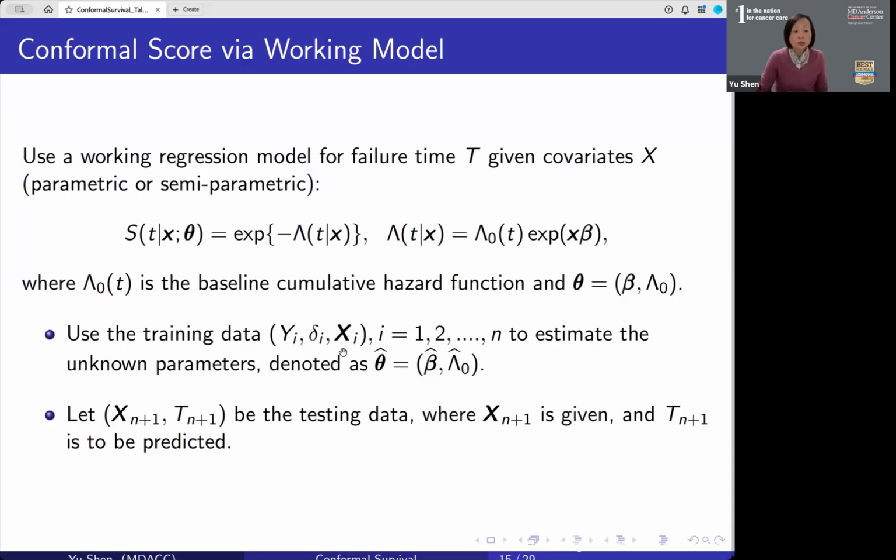So then we use the training data. We have training data like from NCDB. The training data consists of the minimum of death time and censoring time, the censoring indicator, and the covariates. Then, as in our usual practice, we estimate the unknown parameters theta hat. So now our purpose, remember, is that given the new patient's baseline covariates, we want to predict her range of survival T.